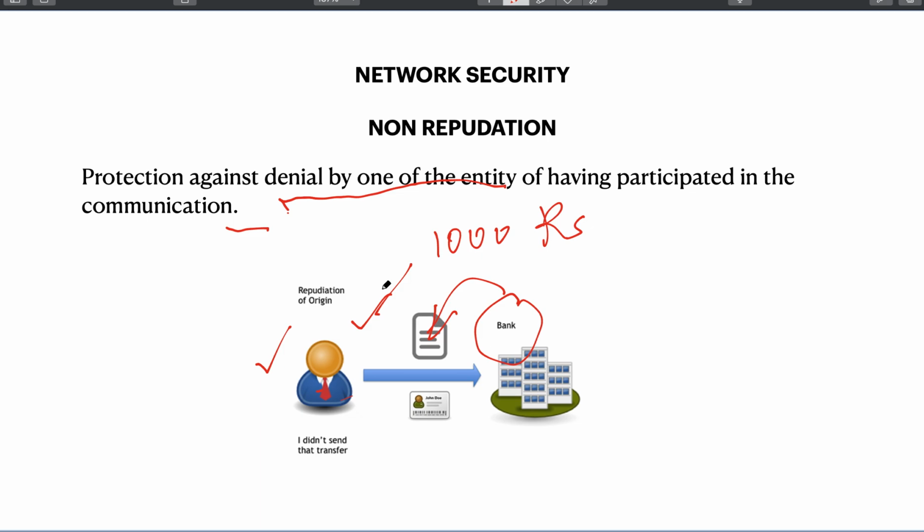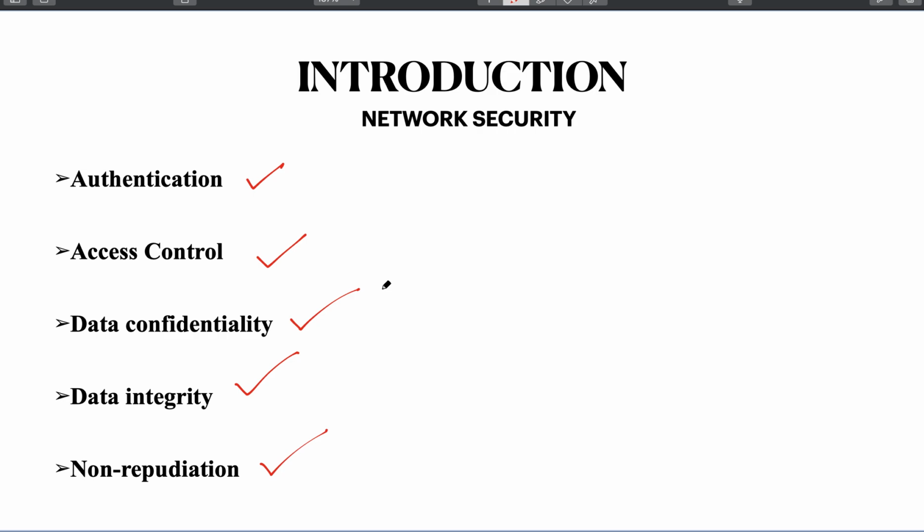So these are the major important features that need to be taken care of to ensure that data transmitted through a communication medium is protected. Let's once again see all those 5 features that ensure network security. They are authentication, access control, data confidentiality, data integrity, and non-repudiation.